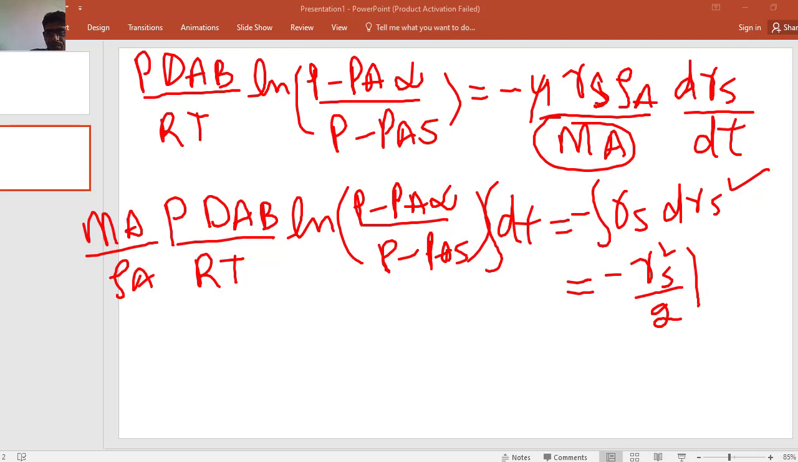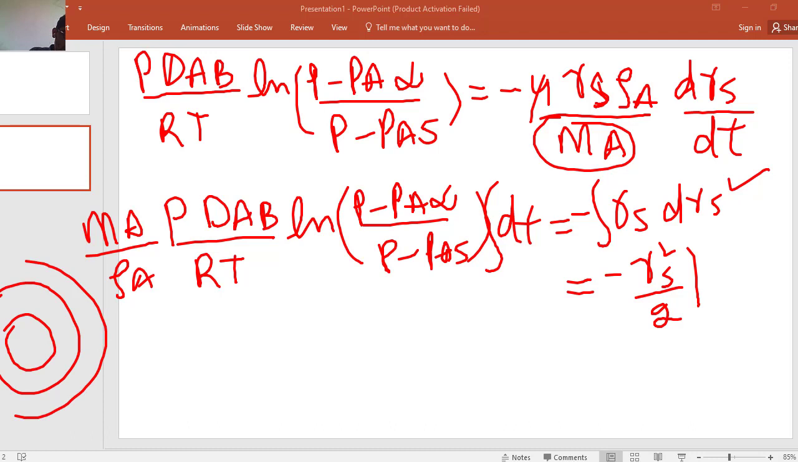Take the limit. When time is equal to 0, the R will be equal to RS, the radius of the sphere.